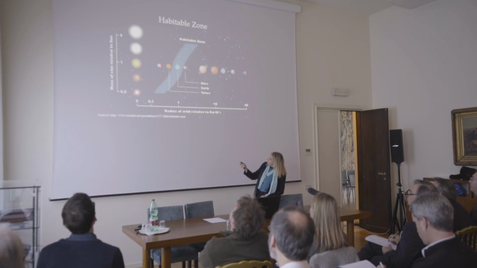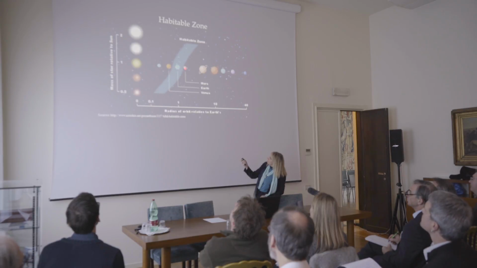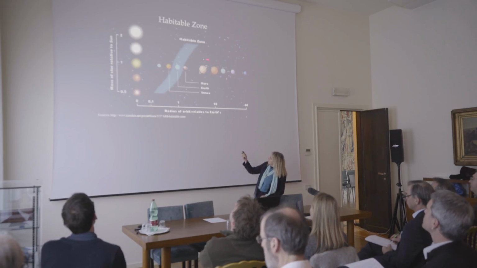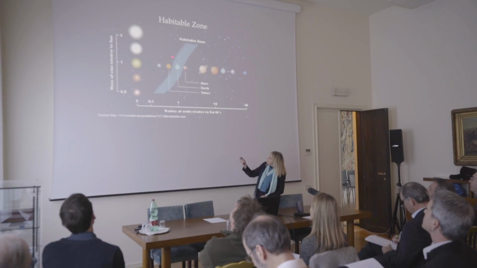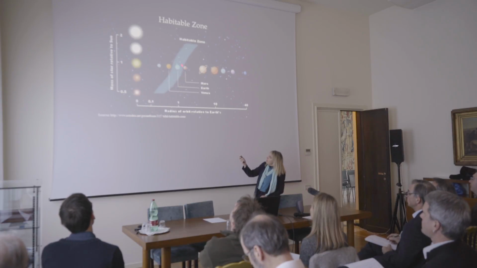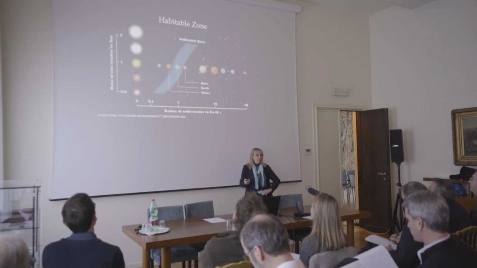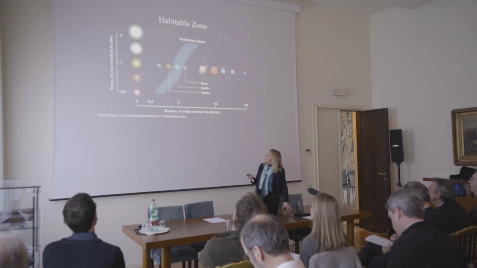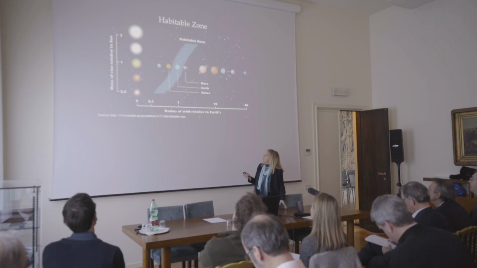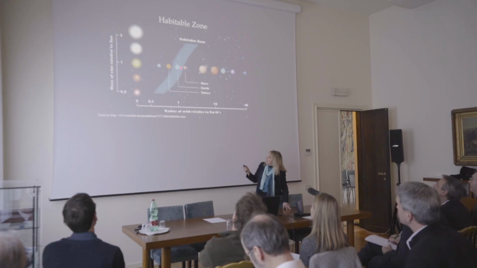And this is Mercury, Venus, the Earth, Mars, and the giant planets are here. And you see that there is a zone here, which is called the habitable zone, where you have liquid water under the conditions that you have an atmosphere similar to the one of the Earth, which you might not have, of course. And we will come back to that.